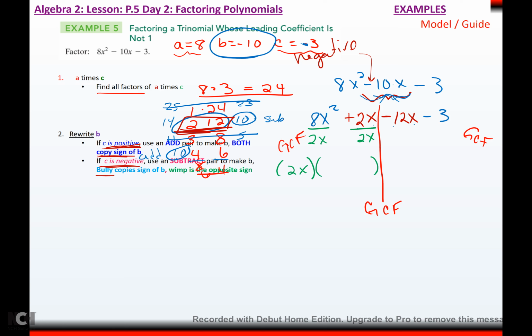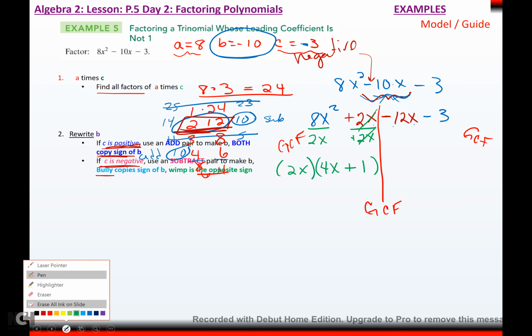To get what's left, we divide. 8x squared divided by 2x is 4x. Positive 2x divided by positive 2x is positive 1. Yes, they cancel, but in division, that's not 0. That's 1. Something divided by itself is 1, not 0. Okay, so that's done. Now we got a GCF the other side.